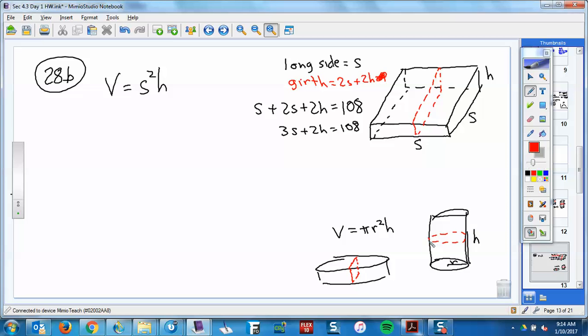And this one, the girth would be just the circumference. What's the circumference? No, that's area. Circumference is 2 pi r. So that's your girth. Now don't forget, it's the long side plus the girth that equals 108 though, right? It's the long side plus the girth that equals 108. All right, go ahead and keep working.